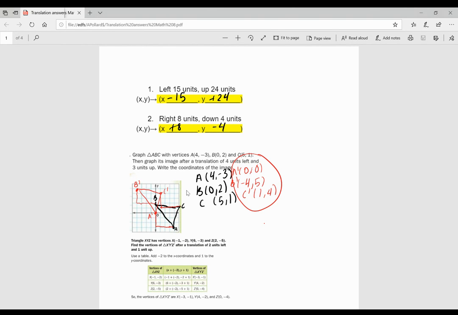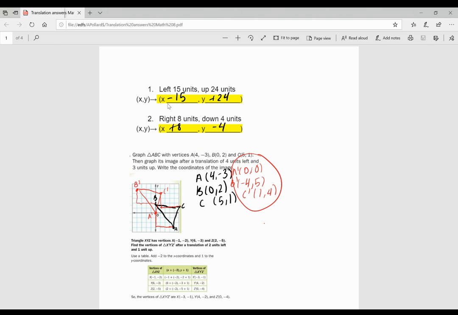and basically explain all the important information. So if we look at number 1, we're doing translations. You saw on the Edpuzzle video, for a translation, left 5 units, you're going to move your x value over 5 to the left. If you're moving to the left, you have your minus sign. If you're moving to the right, it would be a plus sign.